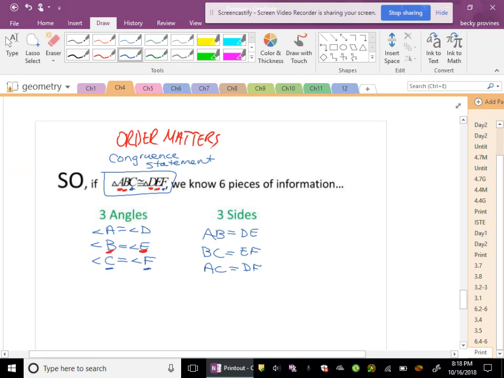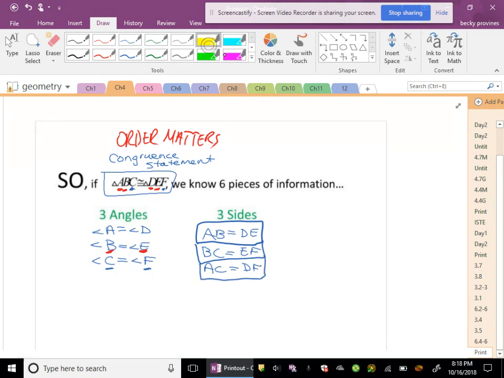Now, this also tells the side lengths. Take the first two letters, A to B, and take the first two letters of the next triangle, D to E. And so we know that they are equal. Take the second and third letter of each, and we know that they are equal. And then lastly, the first letter and the last letter. And so you know how much information. You know 6 things, 6 pieces of information just by your congruency statement.